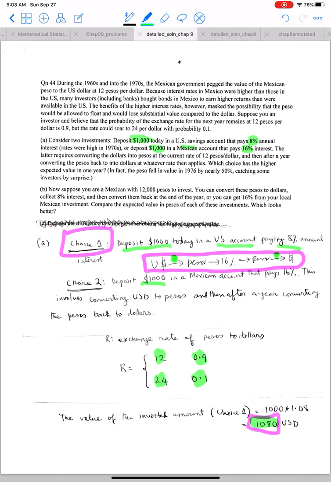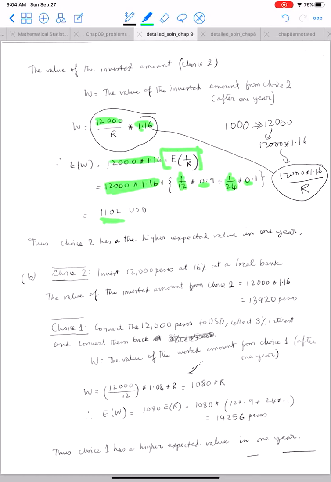I have 12,000 Mexican pesos and I want to convert that to US dollars. So what I do is I could either invest that 12,000 in a Mexican bank and earn 16% interest, or I could convert that to dollars and invest that in a US account, get that 8%, and reconvert that to Mexican currency. So now once again we have two choices. Let's say choice 2, which is to invest the 12,000 at 16% at a local bank. If I followed this, I would get 12,000 times 1.16, which is 13,920.